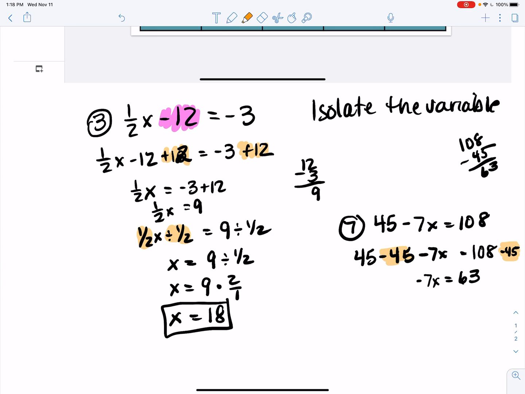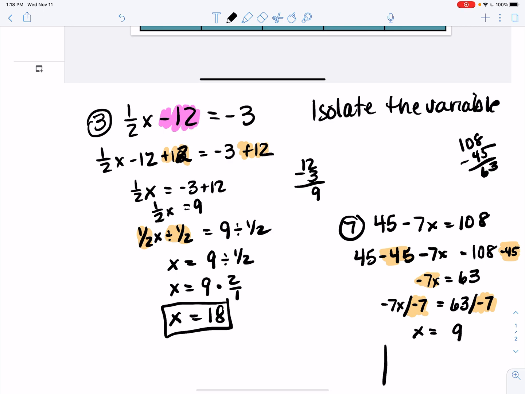So we need to figure out what the inverse operation is happening here. Well, that's multiplication. So I'm going to divide. -7x divided by -7 equals 63 divided by -7. I had to divide by -7 on both sides. So -7 divided by -7 is a positive 1. That was the point of it. You're left with x. 63 divided by 7 is 9.